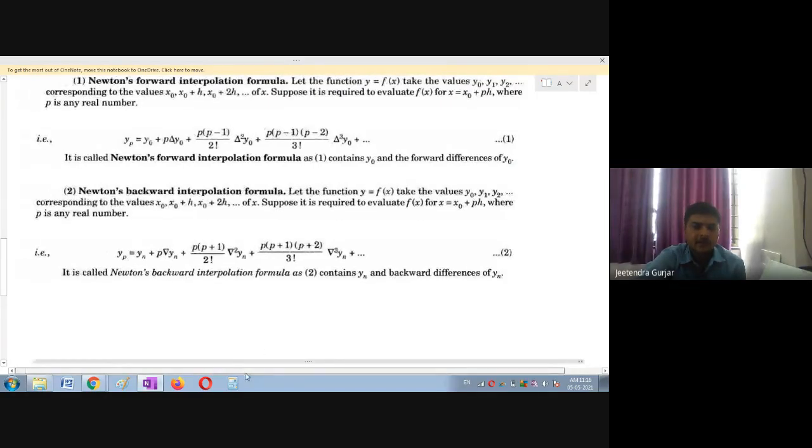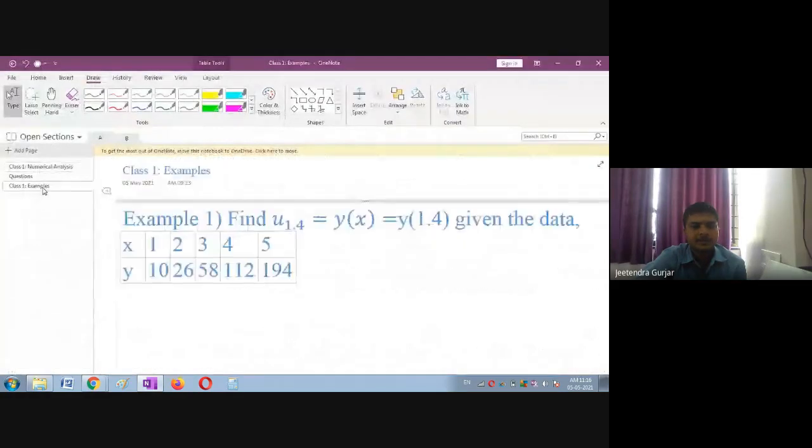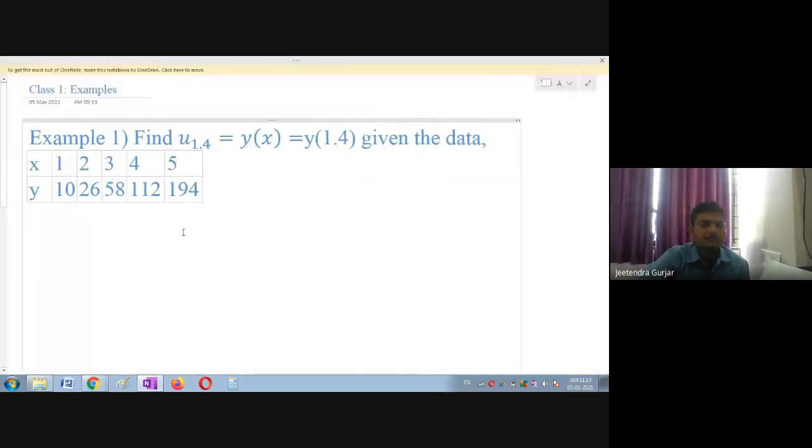Is it clear? Okay, so this is a small introduction, or a brief idea, about finite difference: difference table, forward difference, backward difference, Newton's forward interpolation formula, and Newton's backward interpolation formula. So we will try to simplify this example. Yes, you must be writing now. In this example, you can see very easily, students.